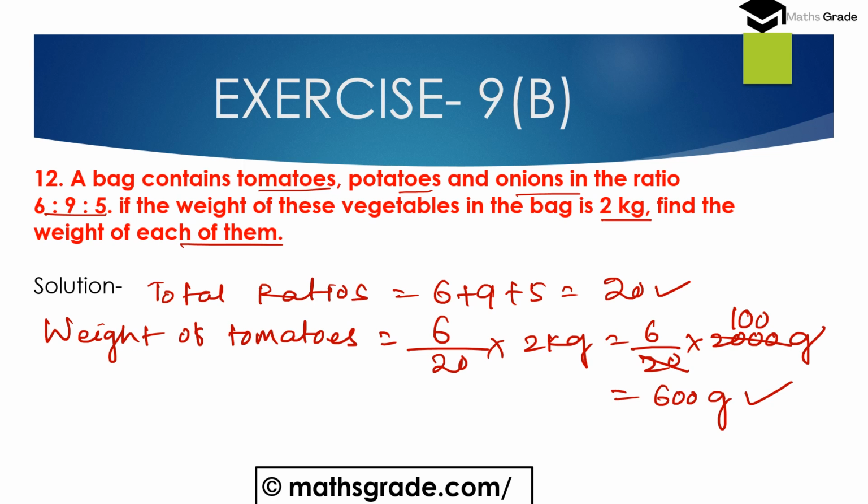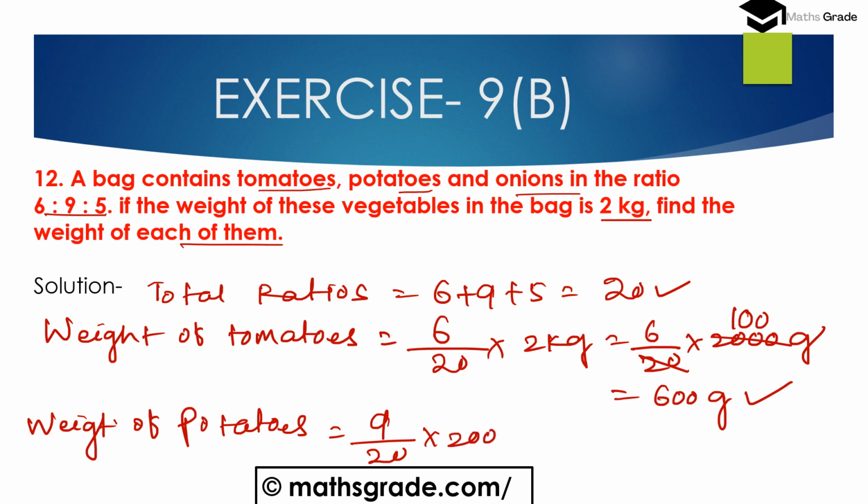So weight of potatoes will be 9 divided by 20 multiplied with 2000 gram. 2 kg is 2000 gram. Now cancel 20 and 2000, that is 100. Now 9 multiplied by 100 is 900 gram. So weight of potatoes is 900 gram.